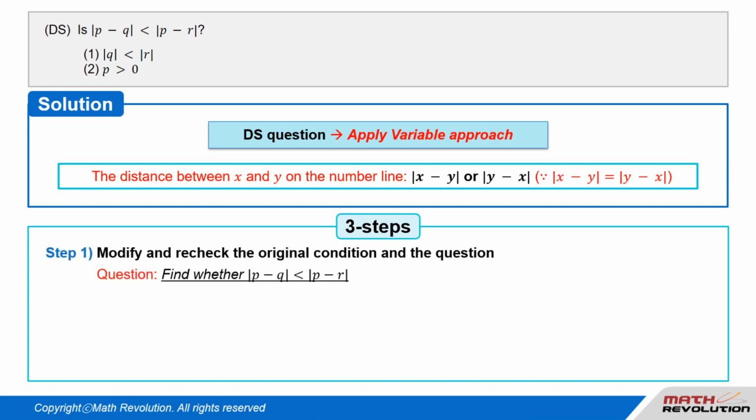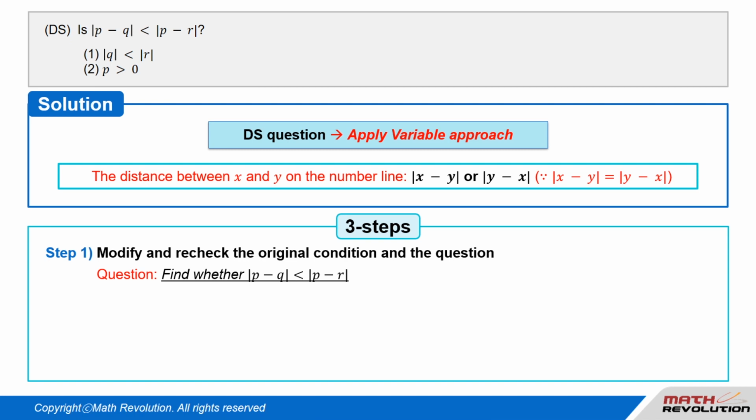Follow the first step of the variable approach by modifying and rechecking the original condition and the question. We have to find out whether the absolute value of p minus q is less than the absolute value of p minus r. This means that we have to determine whether the distance of r from p is greater than the distance of q from p. In other words, which of the two, r or q, is farther from p?